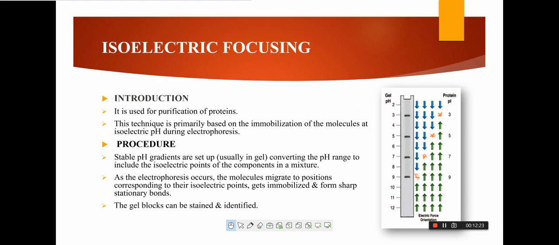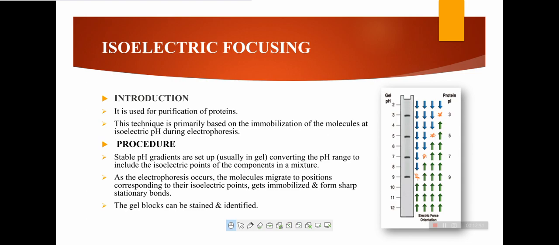Isoelectric focusing is also known as electrofocusing. It is a technique which is used for separating different molecules by difference in their isoelectric point. Now what is isoelectric point? Isoelectric point is the pH at which a molecule carries no net electrical charge or is electrically neutral in the statistical mean.